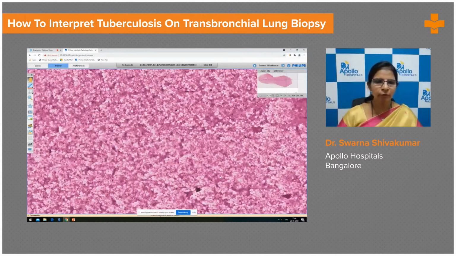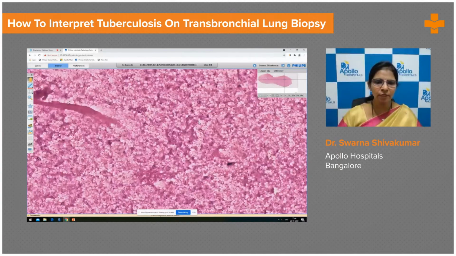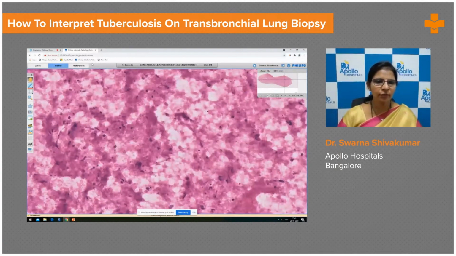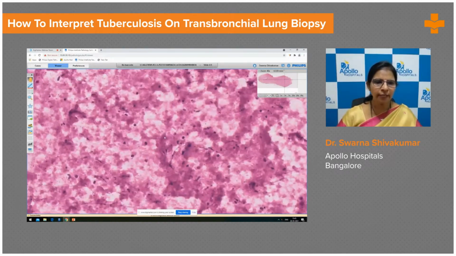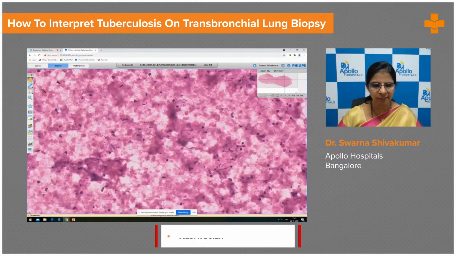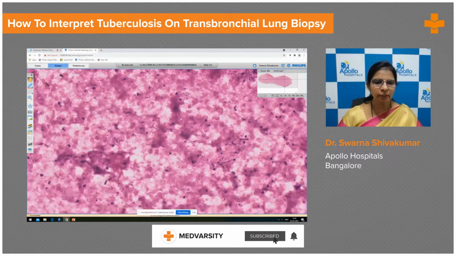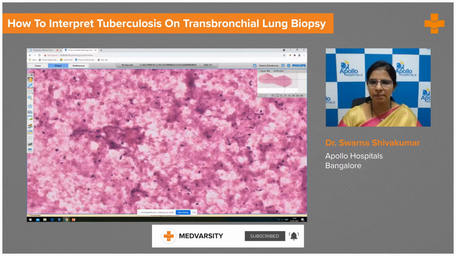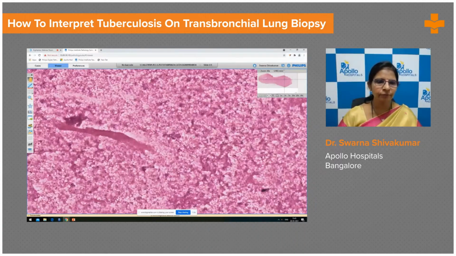Let us move on to one more focus. This is one more focus which shows a lot of caseous necrosis in the background with occasional epithelioid histiocyte and a lymphocyte. So let us search for any granulomas; this entire lymph node looks necrotic. Let us see whether there are any viable granulomas in this entire smear.